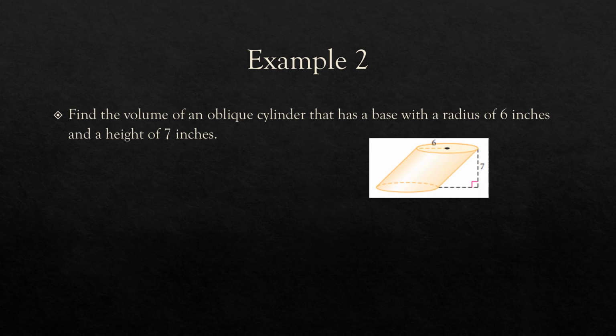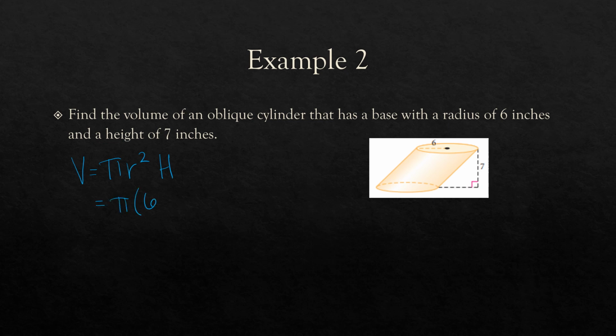Example 2. Find the volume of an oblique cylinder that has a base with a radius of 6 inches and a height of 7 inches. So we have our picture here. The area of the base is the area of a circle. That's pi r squared. And for volume, we will multiply that by the height.